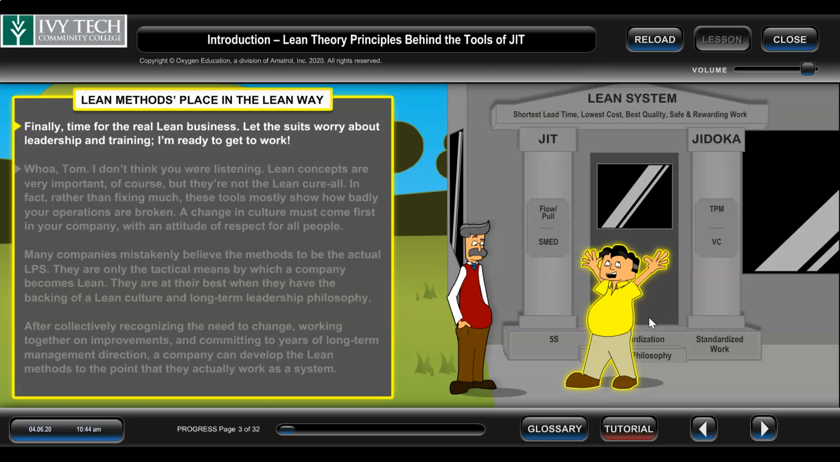Finally, time for the real Lean business. Let the suits worry about leadership and training. I'm ready to get to work.